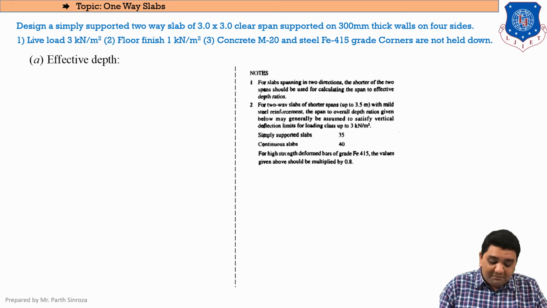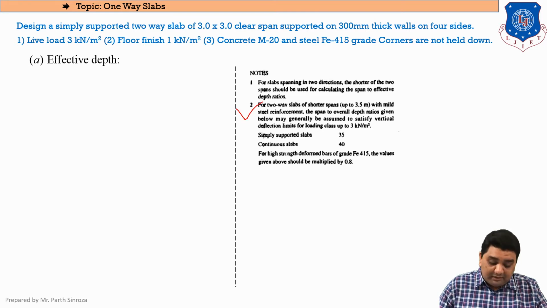It says that for slabs spanning in two directions, we will be using this case. The shorter of the two spans should be used for calculating the span to effective depth ratio. That means for the L by D that we are considering, we will always consider L to be the shorter span. But in this case, as both the lengths are the same, that is 3 meter and 3 meter, the shorter span will be 3 meter.